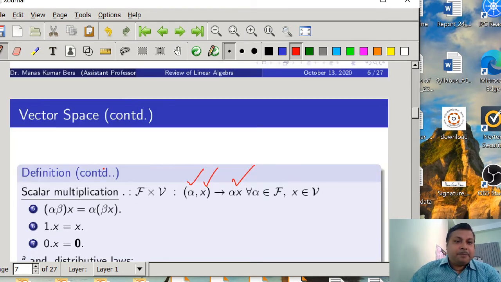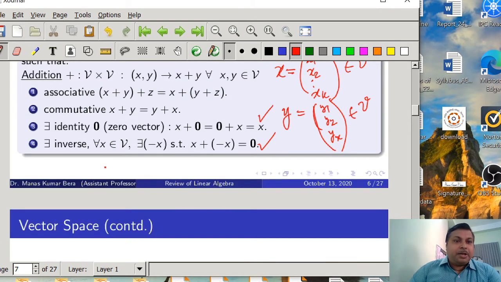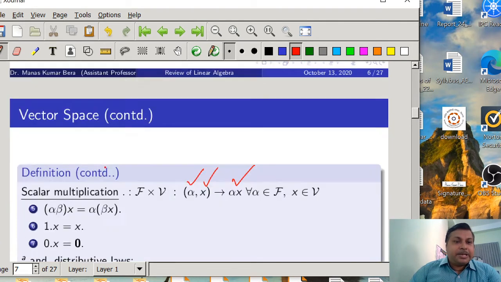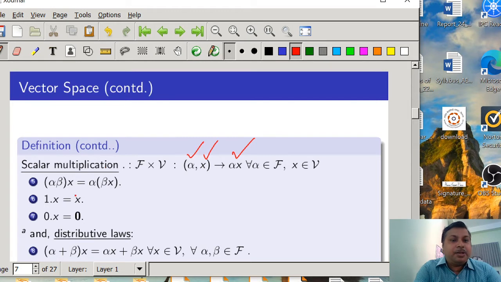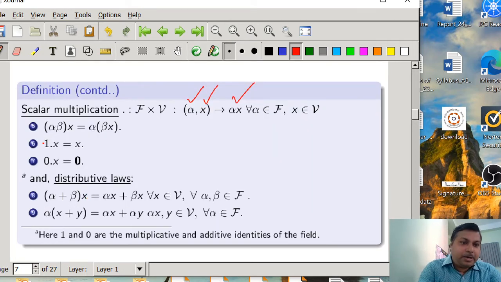The scalar multiplication is associative, that is alpha into beta into x is the same as alpha into beta into x, and there exists a scalar 1, which represents the multiplicative and additive identities from the field.